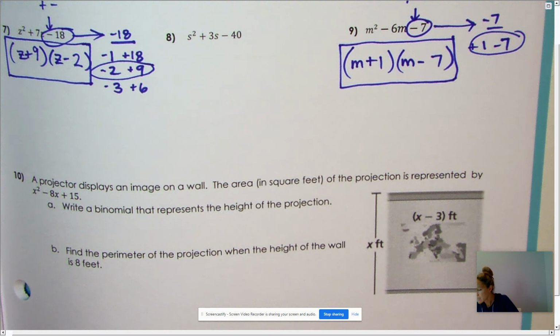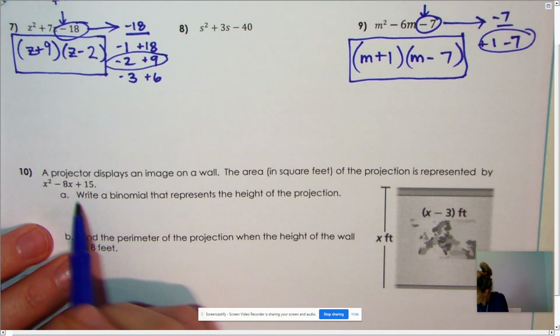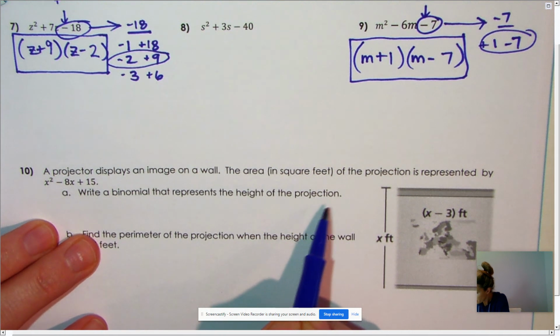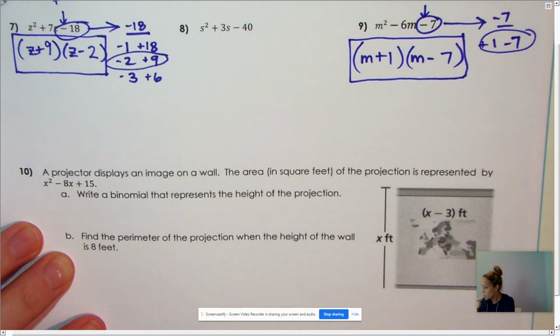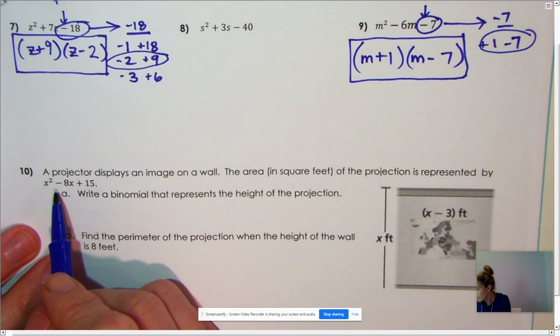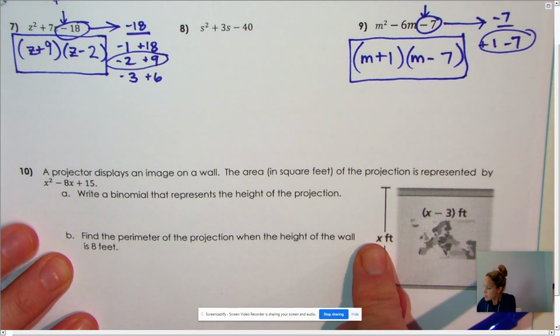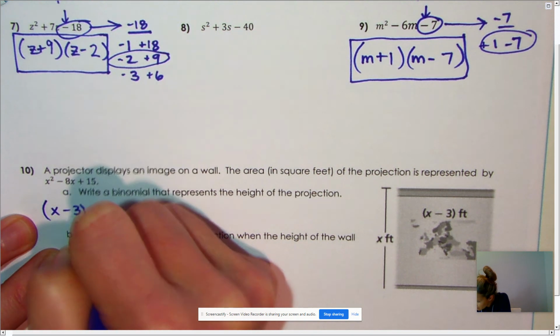So question number 10, it says a projector displays an image on a wall. The area in square feet of the projection is represented by, why would you represent it by a trinomial? Come on. Okay, write a binomial that represents the height of the projection. Find the perimeter of the projection with the height of the wall. Okay, so we know that, and this technically shouldn't be x, I don't think, because it's a different x than here. So what we're trying to find out is if one of the factors is x minus 3, what is the other factor?